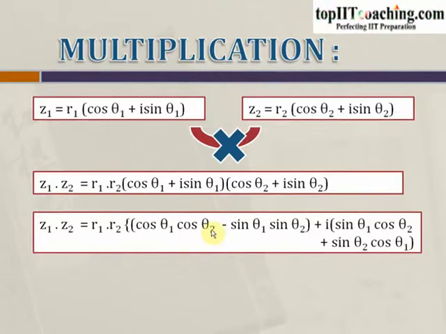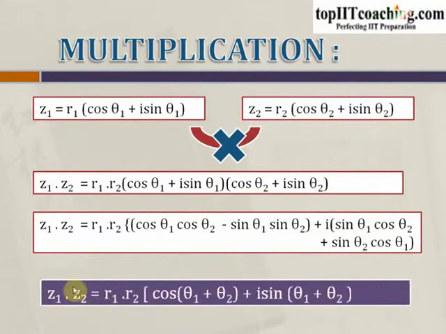Now we also know that cos of a plus b is equal to cos a cos b minus sin a sin b, and similarly sin of a plus b is equal to sin a cos b plus sin b cos a. We use this formula. What we get is z1 into z2 equal to r1 into r2 into (cos of theta 1 plus theta 2 plus iota times sin of theta 1 plus theta 2). So when we multiply both these complex numbers z1 and z2, what we get is r1 into r2 into (cos of theta 1 plus theta 2 plus iota times sin of theta 1 plus theta 2).